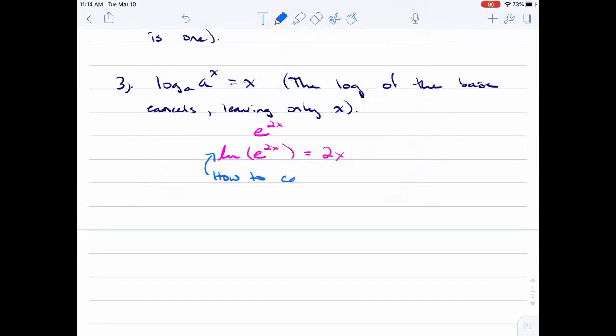This is how to cancel, and I'm kind of using cancel in a weird way here. How to cancel the e. Remember that the exponential function and the log, they're inverses of each other, right? So they undo each other.